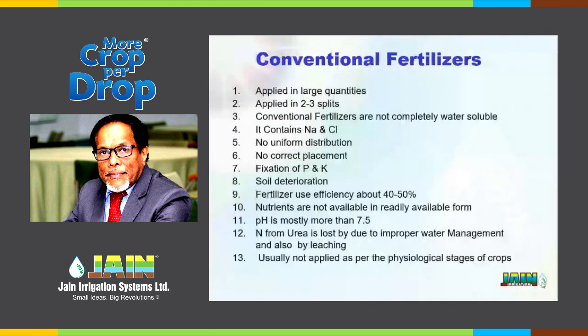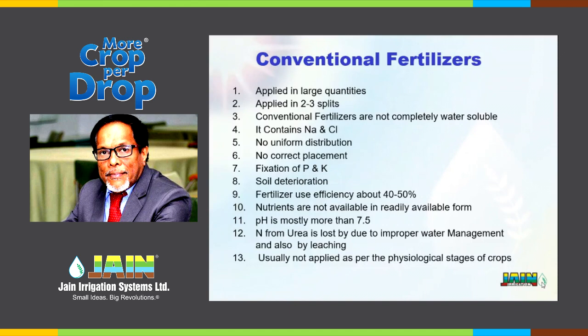So these are the fertilizers farmers are familiar with, and they have been using year after year. For this discussion, we call them conventional fertilizers, because I'm going to talk about something else later, which is not so conventional. Usually we apply two or three splits during the crop life cycle. When we apply, we apply large quantities, like 50 kg, or in the farmer's language, two bags, which is 100 kg. And these are not completely water soluble.